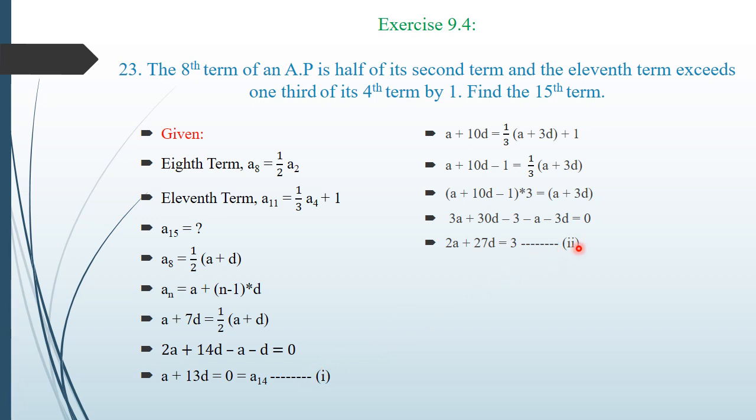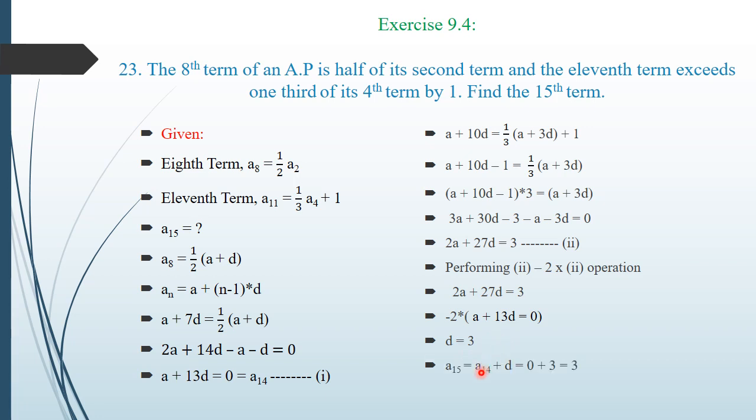Comparing equation 1 and 2 here, you can see that this is a and this is 2a. If I need to do an operation of subtraction, any one coefficient should be equal. Therefore I will multiply 2 to the entire equation number 1, and then subtract it from equation 2, performing equation 2 minus 2 times equation 1. That will give me 2a plus 27d equal to 3 minus 2 into (a plus 13d equal to 0), which will give me 2a cancelled, 27d minus 26d is nothing but 1d, 3 minus 0 is 3. Therefore d I found as 3.